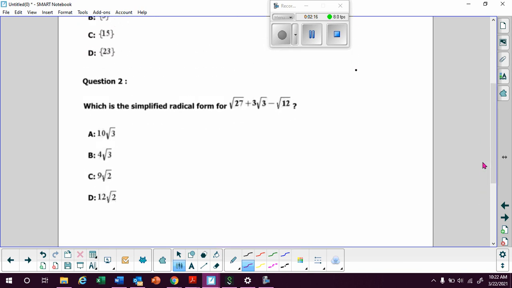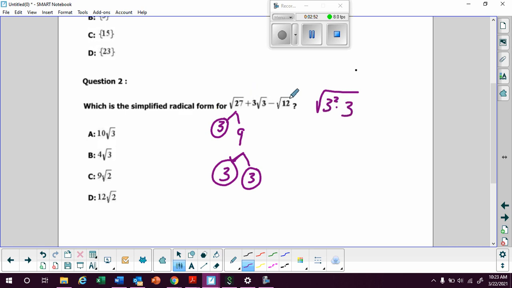All right, it says, which is the simplest radical form of square root of 27 plus 3 square root of 3 minus square root of 12, right? So every time you're given a number inside a square root, you want to write it in the simplest form. So I want to know what would be my prime factors for 27. So I know it goes in with 3 and 9, and then this would be 3 times 3. My prime factors for square root of 27 is 3 squared times 3, right? So I left it as squared because this is a square root. I know this can come out.